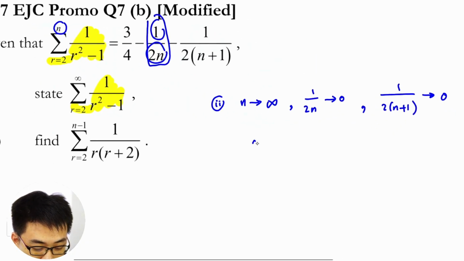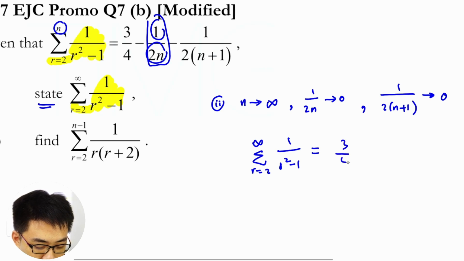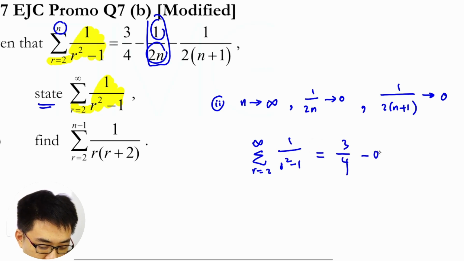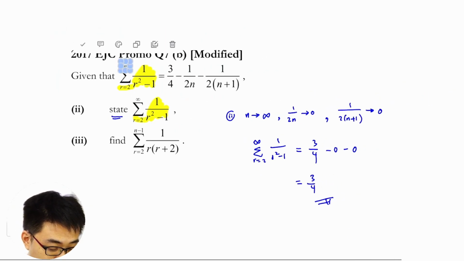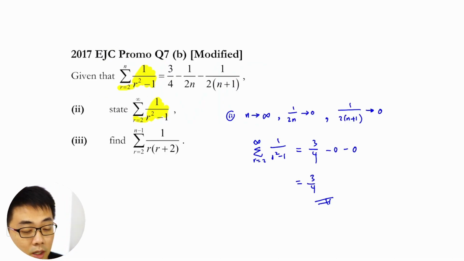Then essentially what you do is state, this is just stating. Stating it will be r equals to 2, the sum of 1 over r squared minus 1 is equal to 3 over 4, minus 0, minus 0. So this will be 3/4. Okay, so that's how you state the second part. I think it's pretty okay.